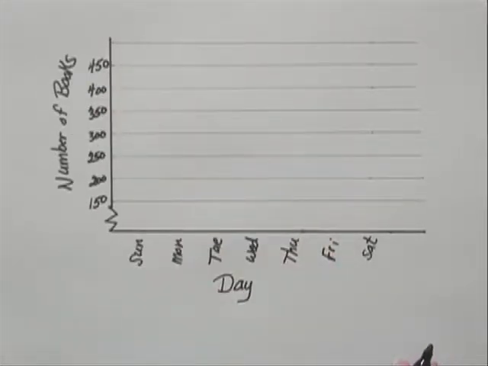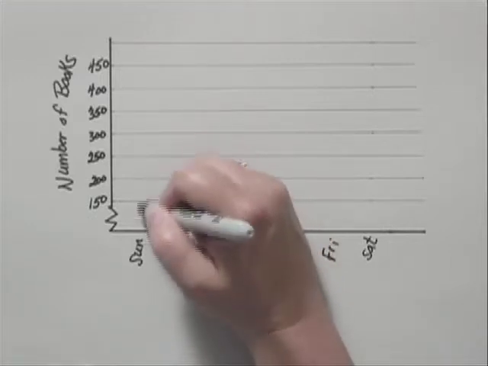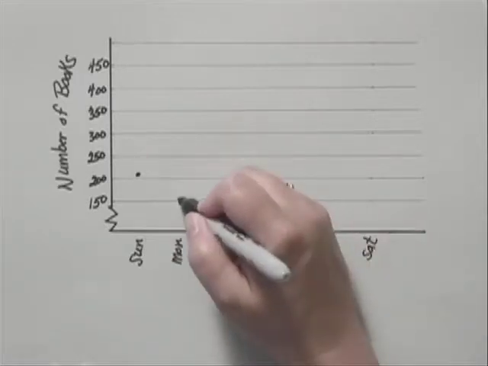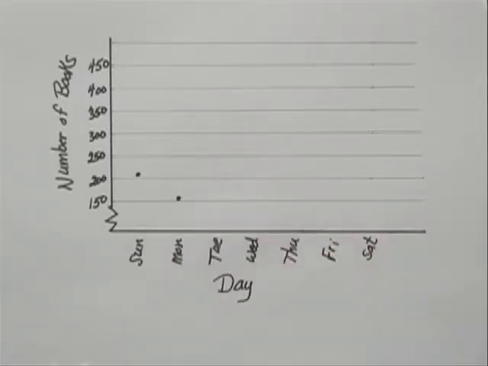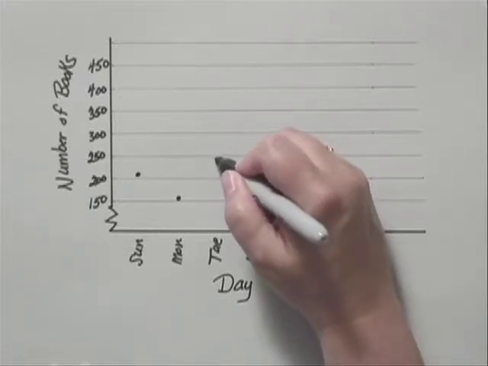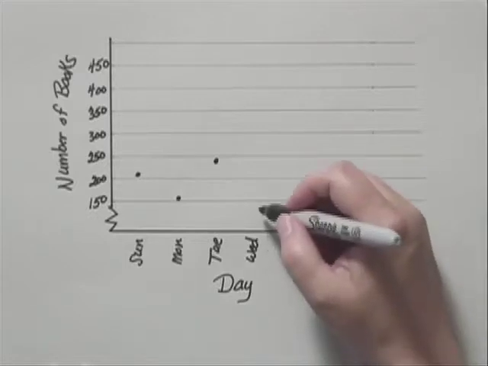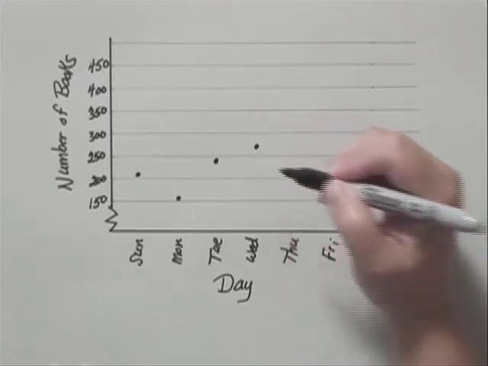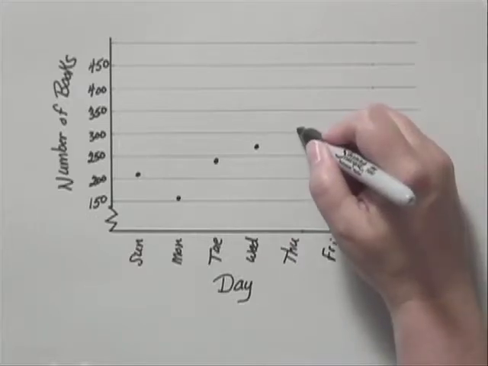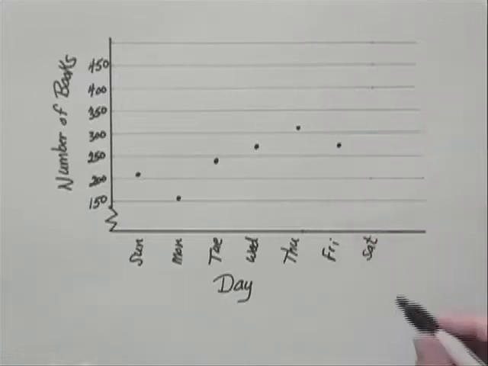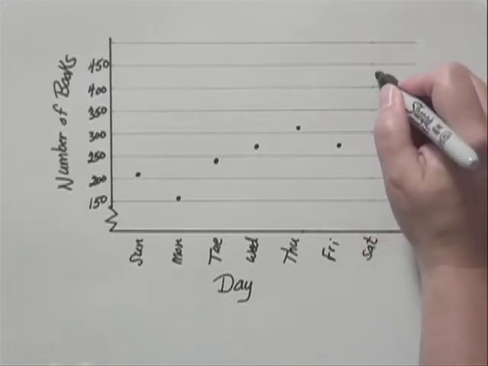Now I make a point on the graph for each value in the table, and I start with Sunday. There were 210, so I make a mark about 210 above Sunday. Monday there were 160. Tuesday there were 240, a little below the 250 line. Wednesday there were 270. Thursday 310. Friday, 275, and Saturday, 420.